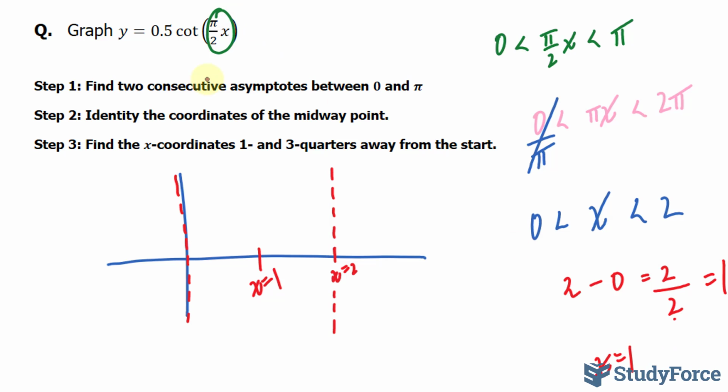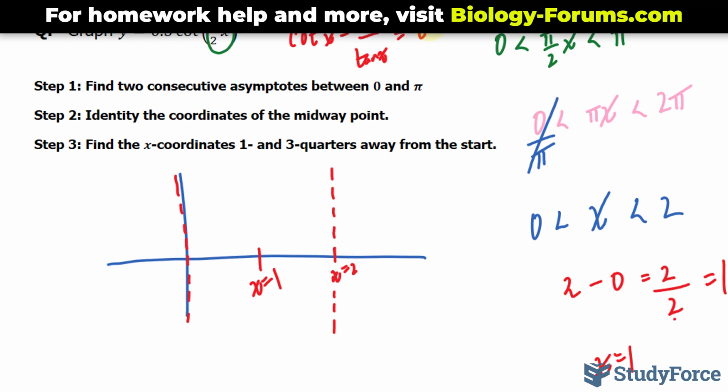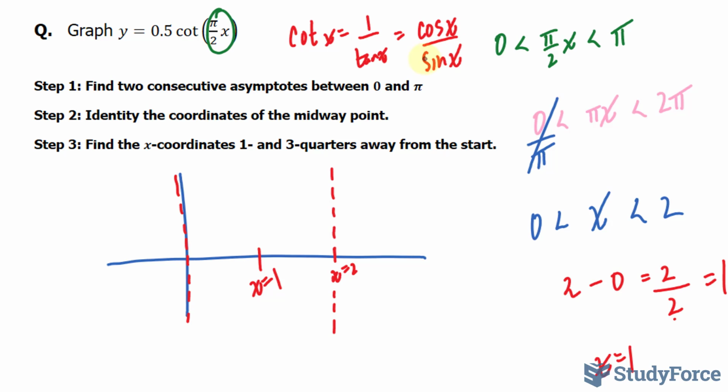Since our calculator doesn't have cotangent, we need to use its identity. Remember that cotangent x is equal to 1 over tangent x, and tangent is equal to sine over cosine. So if I put sine over cosine here, I end up with cosine x over sine x. Obviously, we're not dealing with x, we're dealing with pi over 2 x. So remember that. It's x, pi over 2, and this is pi over 2.